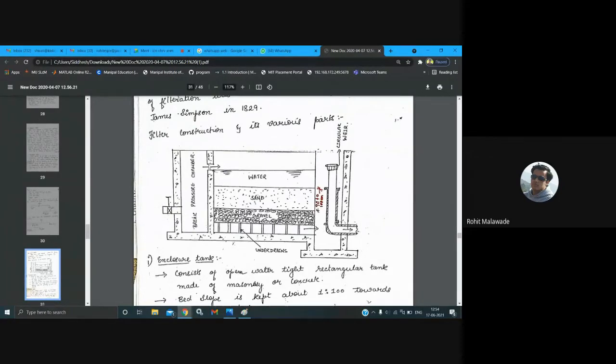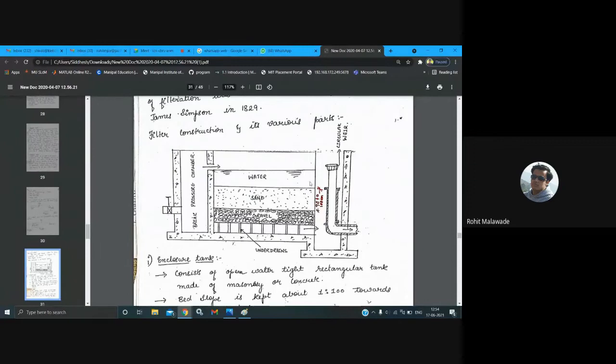So the water is going to pass through this layer of sand, through the pores, but suspended particles, if there, will get arrested. Then the water will pass through the gravel, and then it is going to be collected through the under drains. These are the under drains. So this is how we remove the very fine suspended particles present in water.